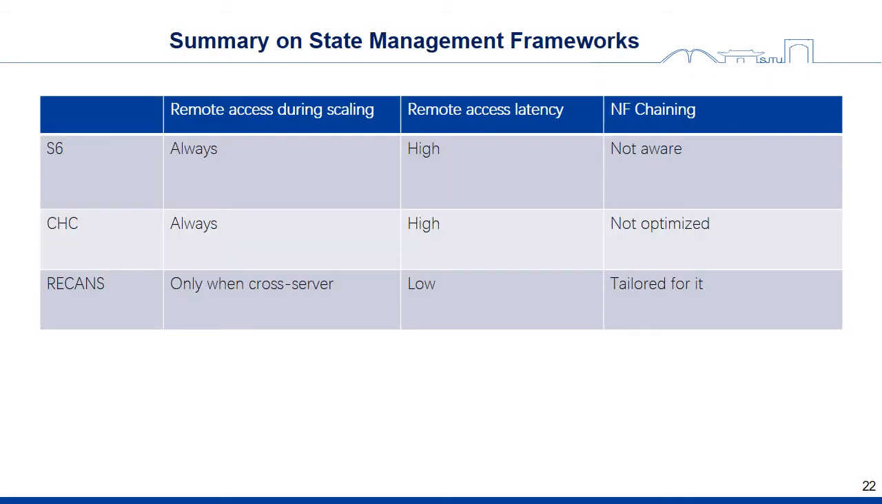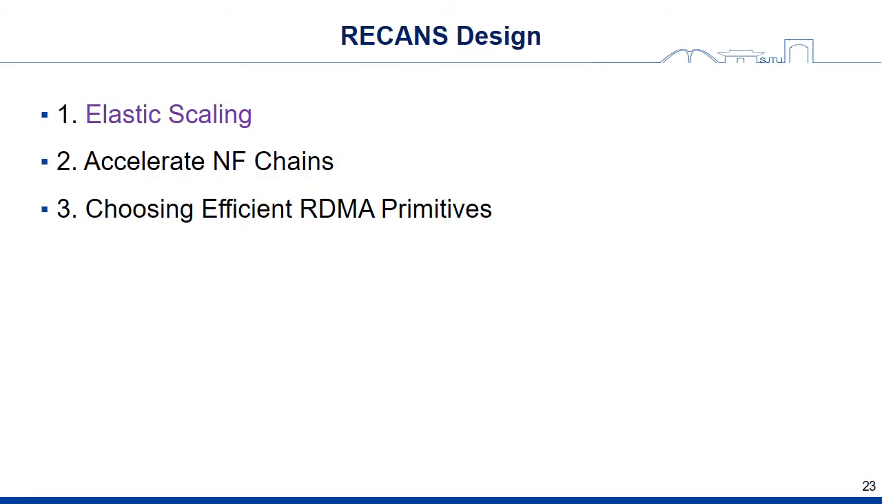Let's see a summary of the differences between RECANS and prior work. First, by using shared memory to share the state between the node store and local instances, RECANS avoids remote access during local scaling. Second, by using RDMA, the latency of remote access is greatly reduced. Third, by optimizing for NF chains, RECANS mitigates latency overhead when scaling NF chains and accelerates NF chains during normal time. Next, we will discuss the design of RECANS.